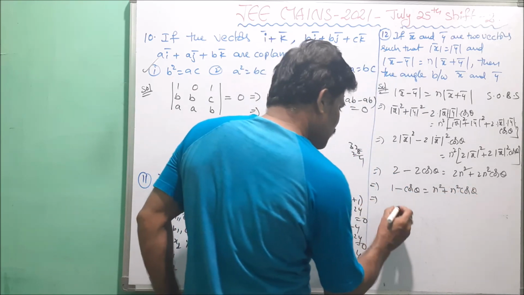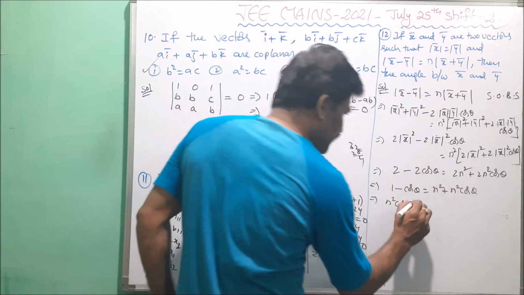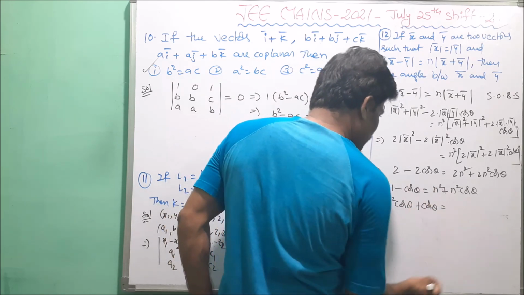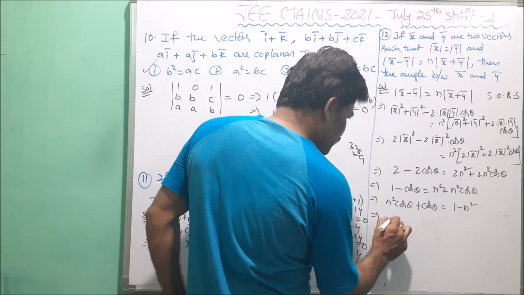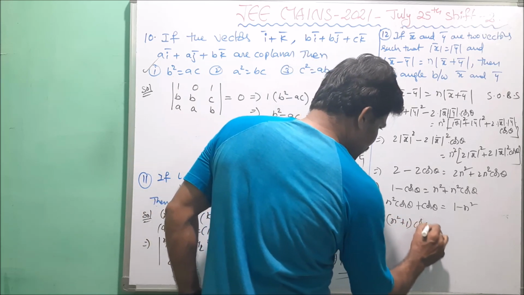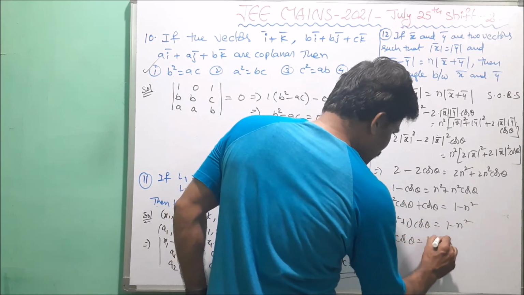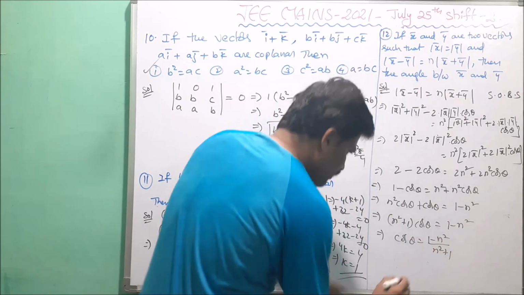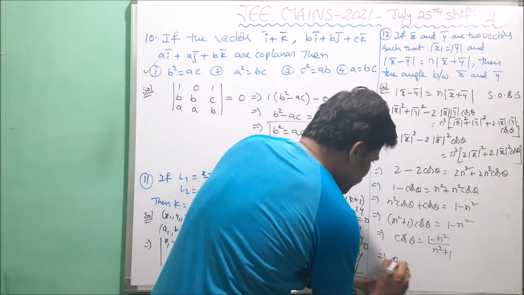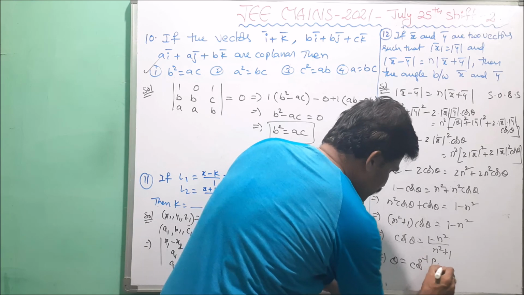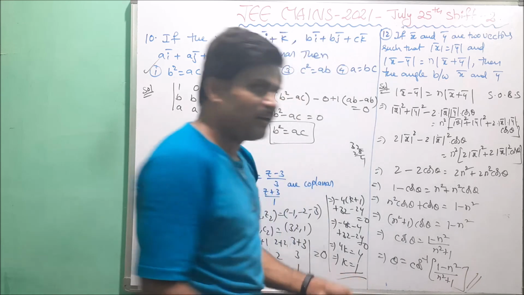Now in that we write n square cos theta, we take minus cos theta to the right side, that is plus cos theta. Here we write 1 minus n square. In that we take common cos theta, n square plus 1 into cos theta equal to 1 minus n square. Then we write cos theta value is 1 minus n square by n square plus 1. Here theta is the angle between the vectors x bar and y bar. Then we write theta equal to cos inverse of 1 minus n square by n square plus 1. So this is the solution for this question.